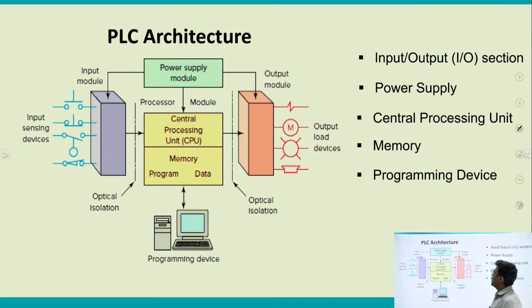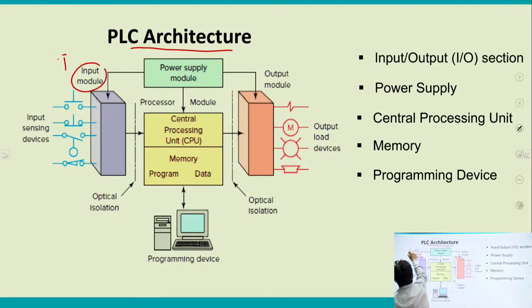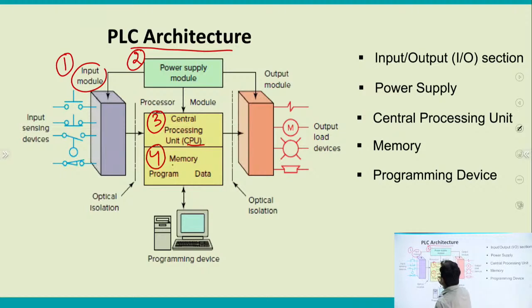Now coming to the architecture. From an understanding point of view, we have to know the basic architecture of a PLC system. You can see the architecture part. The first part is known as the input module. The second part is the power supply module, and the third part is the central processing unit, or you can say CPU unit. The fourth important part of a PLC is the memory.